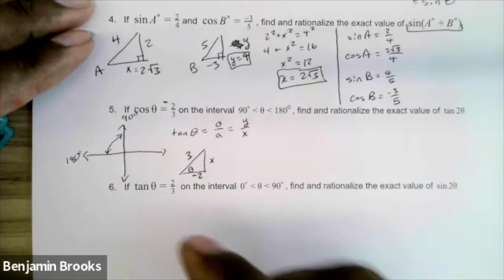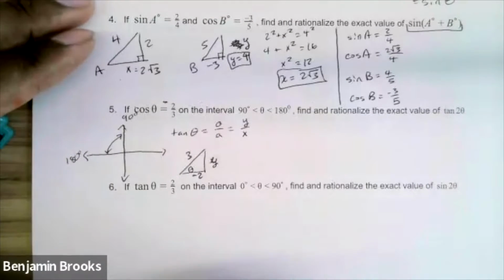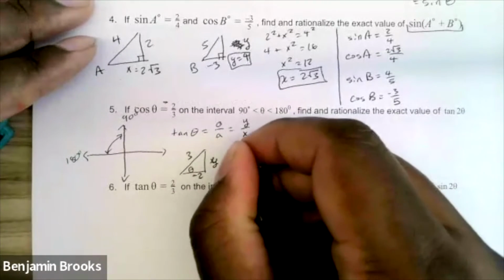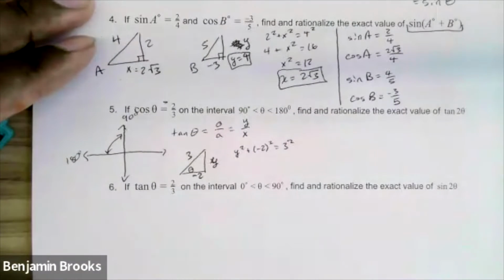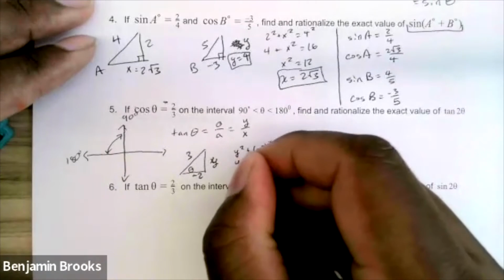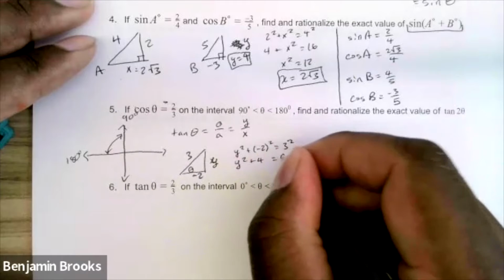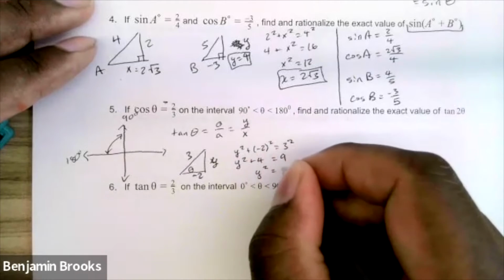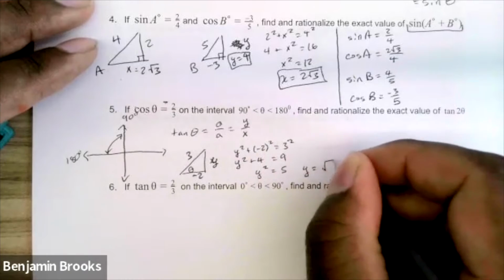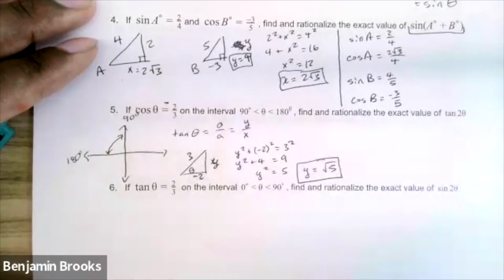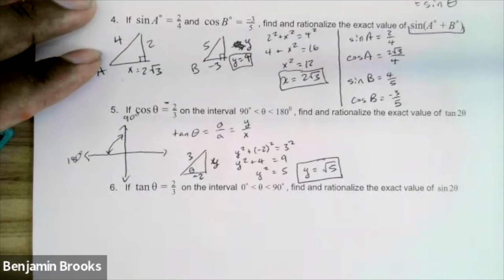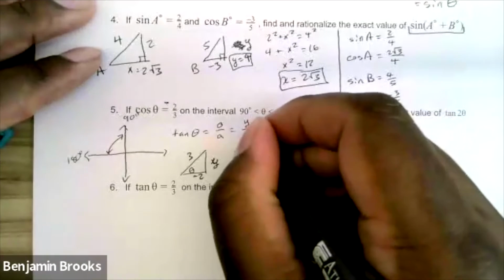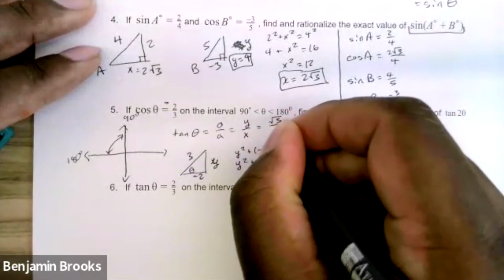Then we should call this y. What we can do is say, all right, I got y squared plus -2 squared is equal to 3 squared. Well, y squared plus 4 is equal to 9. So y squared is equal to 5. Therefore, y equals square root of 5. So if y is the square root of 5 and x is -2, then I know that tangent is going to be √5 over 2.